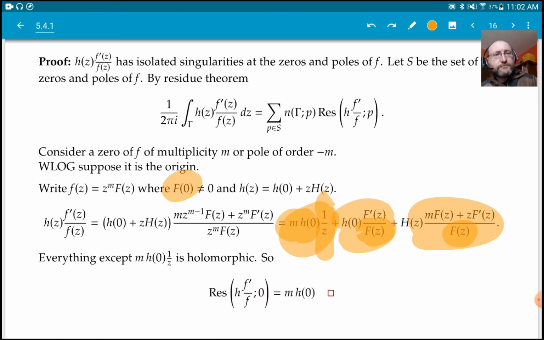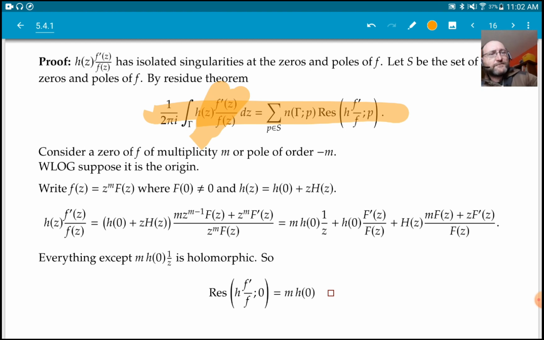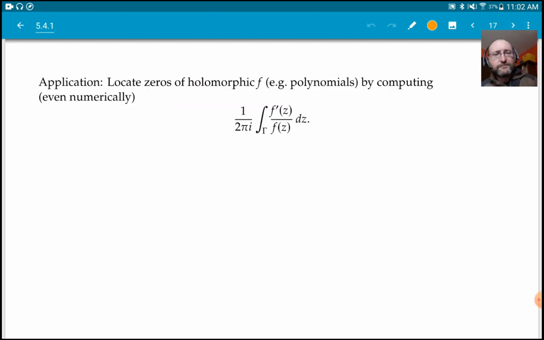So we've proved the argument principle. It really is, once you're here, just a little bit of computation. It's really the residue theorem, interpreted correctly for this function. You just compute what that means, and you get the argument principle.